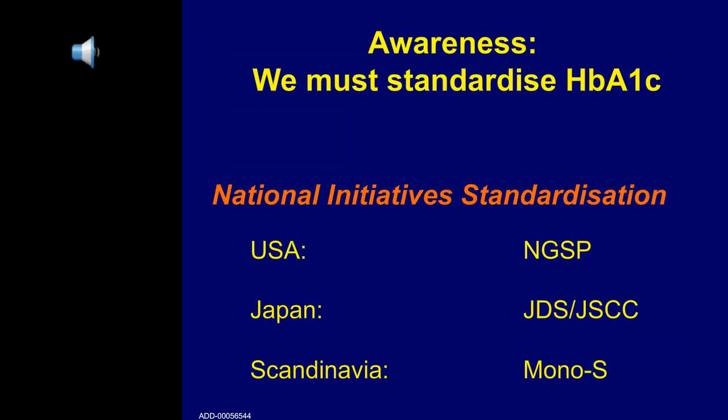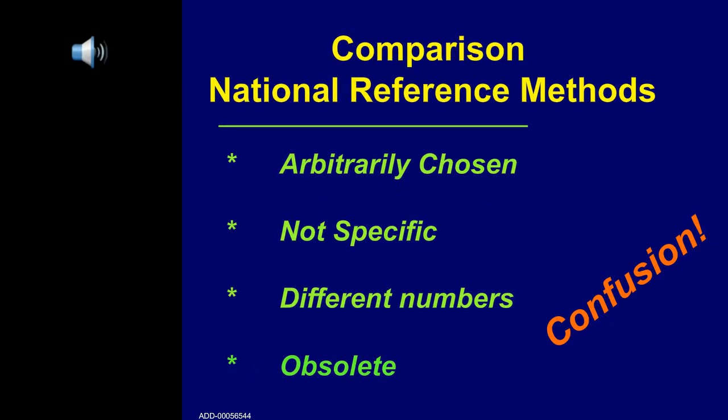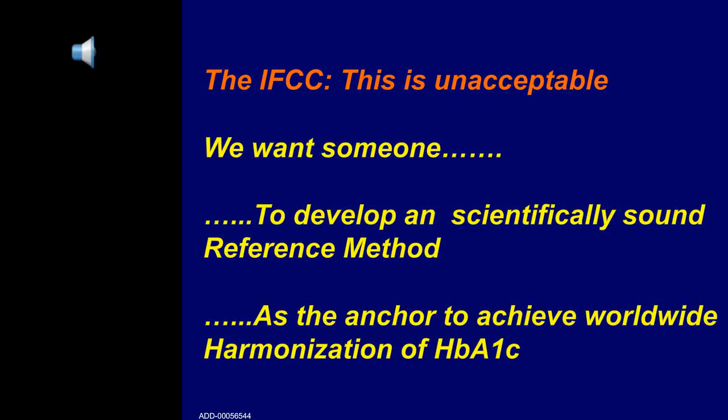There was awareness of this already 20, 30 years ago, and there were national initiatives to standardize. In the US, best known, the NGSP, but also in Japan and Scandinavia. Unfortunately, when you compare the national reference systems, it appears that the analytical anchor is arbitrarily chosen. They are not specific, and therefore you get different numbers. And that causes a lot of confusion.